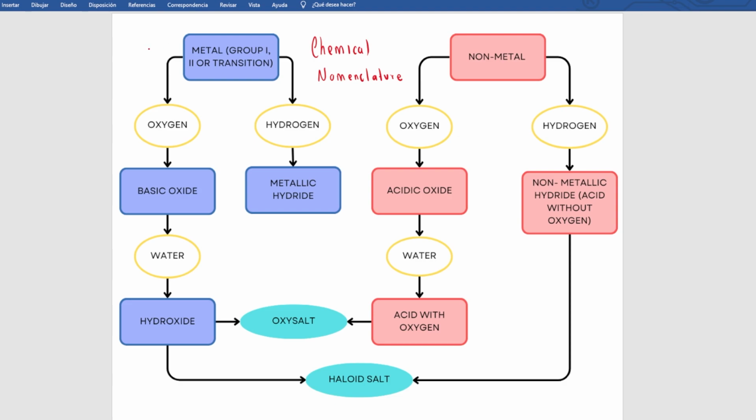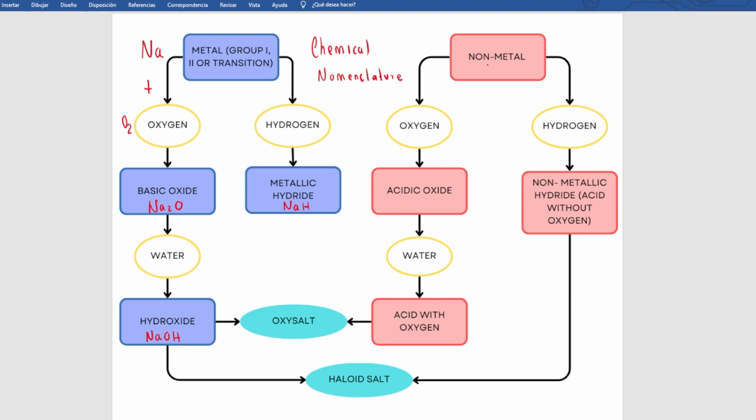Let's choose one metal element, such as sodium. When we have these metals, we can mix them with oxygen to produce a basic oxide, like sodium oxide in this case. Now, let's think what happens if we mix the sodium with hydrogen. We will have a metallic hydride, like sodium hydride. If we now mix this basic oxide with water, we will have something called a hydroxide, like sodium hydroxide.